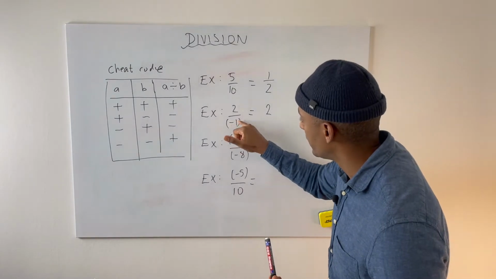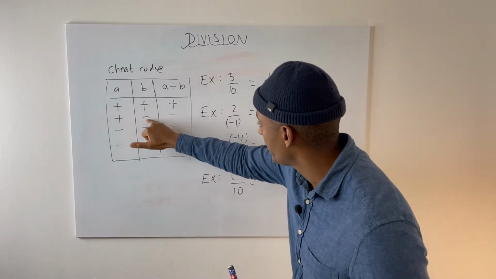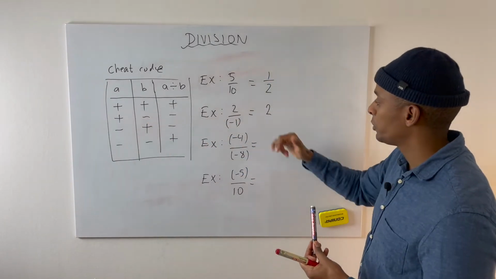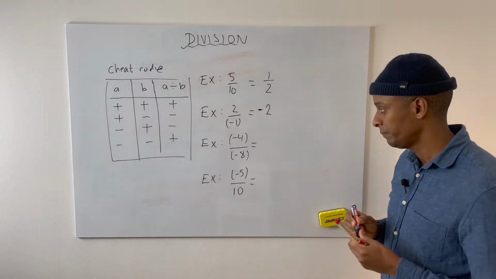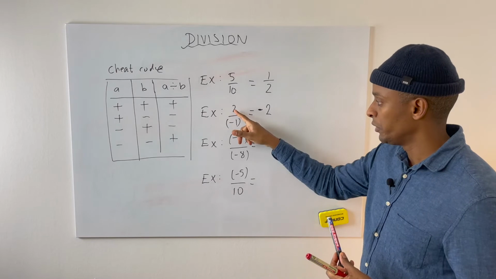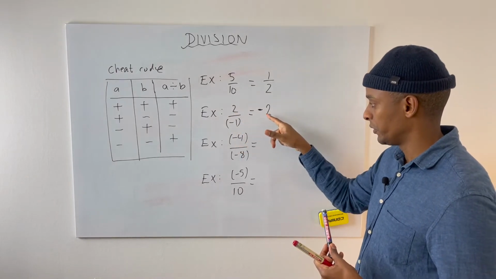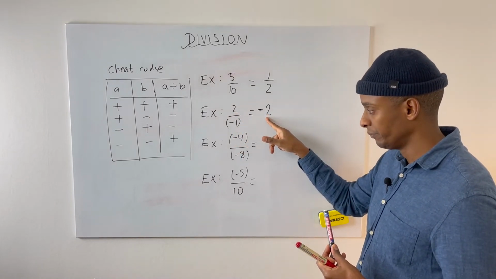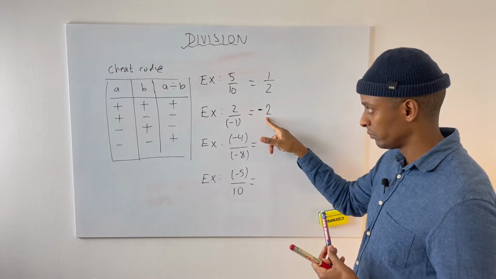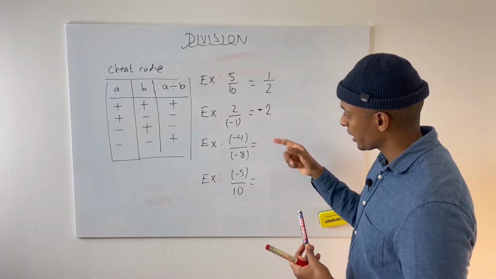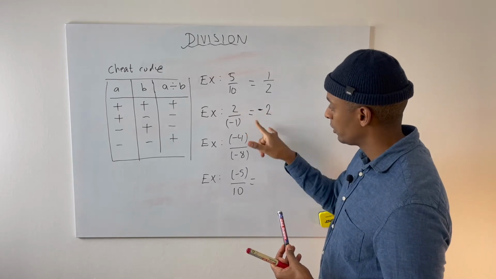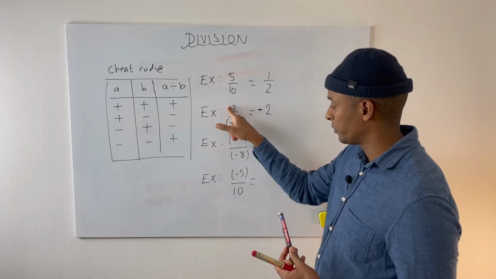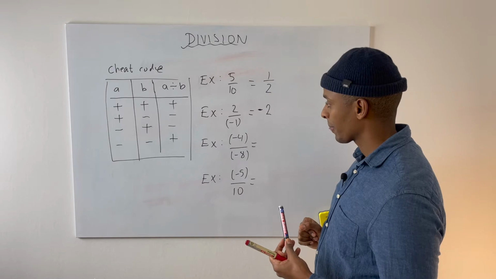Here b is minus 1, which is negative, so the result should be negative. We have to put a minus sign here. So 2 divided by minus 1 is equal to minus 2. And we can always check by going the other way around, because we know that minus 2 multiplied with minus 1 is equal to 2.